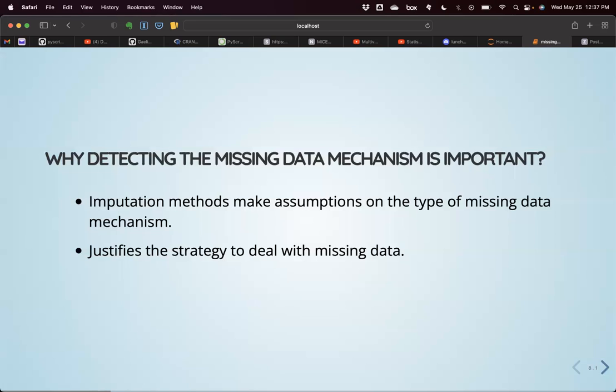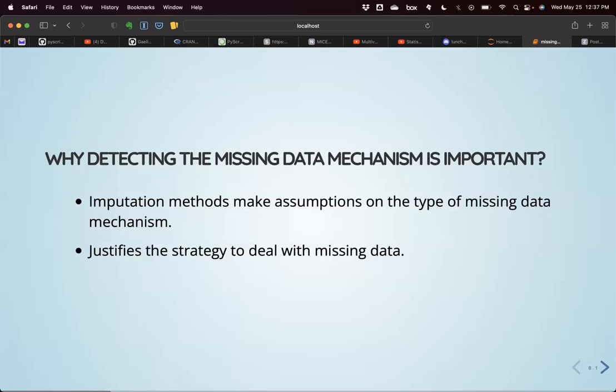Also, for MCAR, you could technically delete those observations, because you also have to consider other aspects besides just the missing data. But technically you could delete the observations that have the missing values, because they are random. They shouldn't add bias to that operation. So this justifies a little more the strategy to deal with missing data.